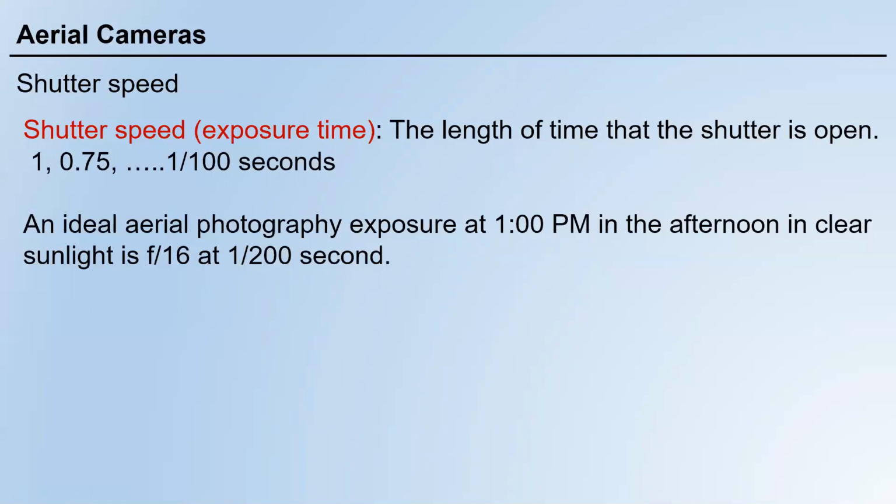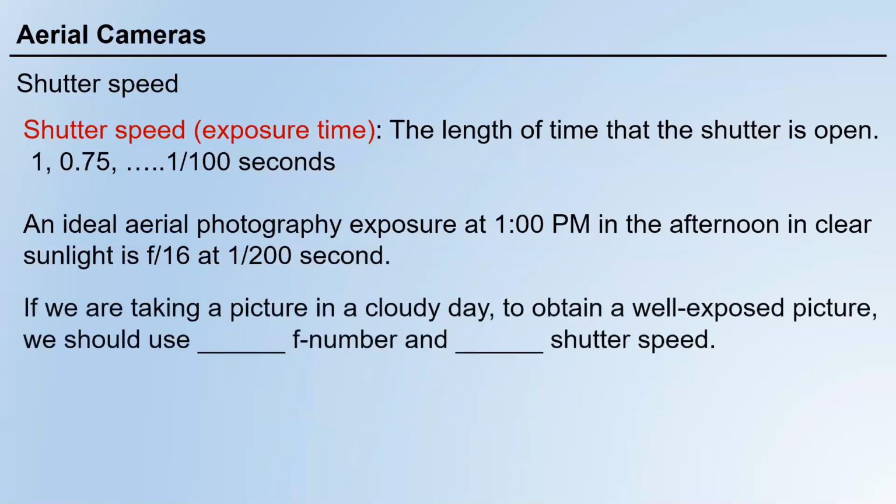and close the shutter. Usually, for example, an ideal aerial photography exposure at 1 p.m. in the afternoon in clear sunlight is with an f number of 16 and 1/200 second as shutter speed. If we're taking a picture on a cloudy day, the light is not that good. To obtain a well-exposed picture, we should use a smaller or larger f number and a faster or slower shutter speed?